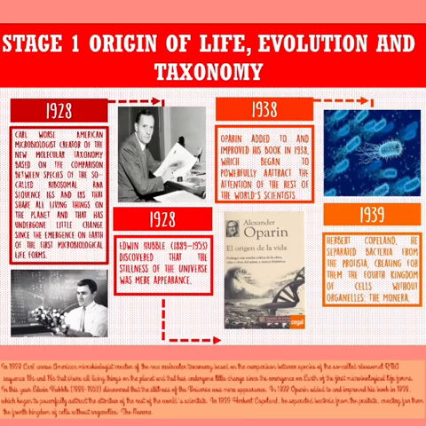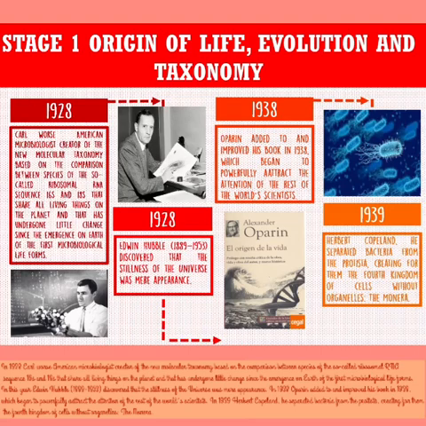In 1928, Carl Woese, American microbiologist, creator of the new molecular taxonomy based on the comparison between species of the so-called ribosomal RNA sequence 16 and 18 that all living things on the planet share and that has undergone little change since the emergence on Earth of the first microbiological life forms. In this year, Edwin Hubble discovered that the stillness of the universe was a mere appearance.